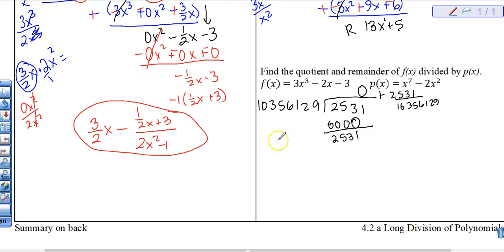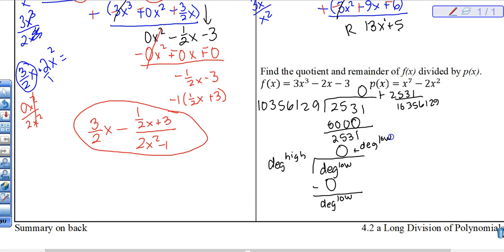So here's what I'm going to say. Let's just make a general statement. If we have a degree outside that is high divided by a degree that is lower, so the higher degree is on the outside rather than the inside, then our quotient is 0. And then 0 times degree high is 0, right? 0 times anything is 0. So my remainder is degree to the low exponent. So it'll be 0 plus degree low to the low exponent over degree to the high exponent.